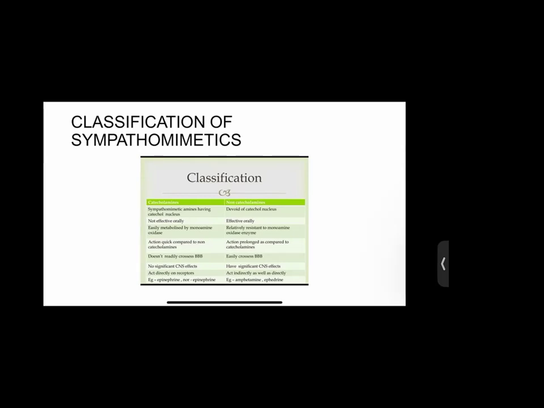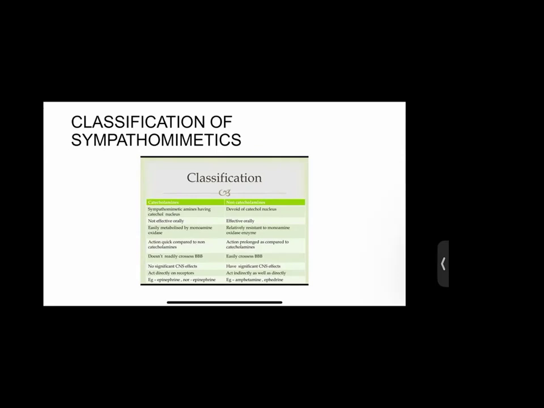While the non-catecholamines are devoid of this catechol nucleus, they are effective and can be given orally, and they are relatively resistant to the monoamine oxidase enzymes. They have better prolonged action and easily cross the blood-brain barrier with significant central nervous system effects. They act indirectly as well as directly. For example, amphetamine and ephedrine.